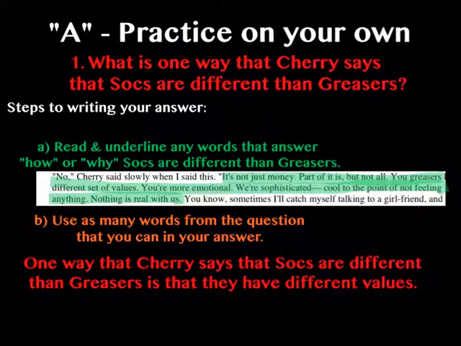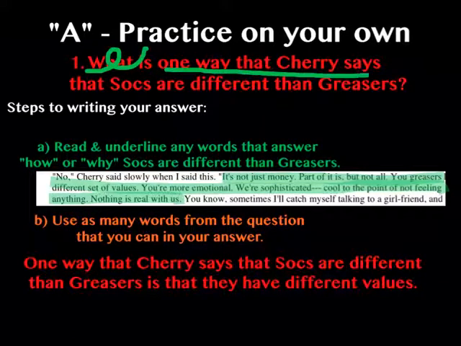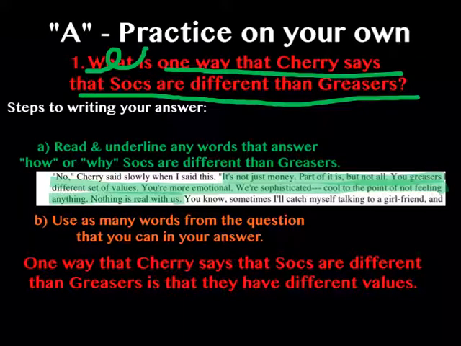So now you found evidence for your answer. To make your answer now, just use as many words from the original question as you can and fill in your own words for your answer. So the question: what's one way that Cherry says socias are different than the greasers? Take out the question word, what? You have one way that Cherry says that socias are different than greasers. You want to try to include that in your answer.